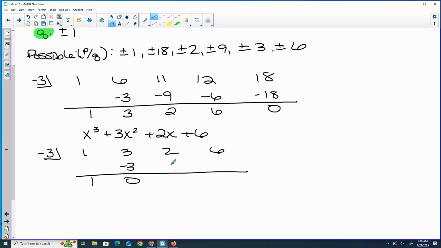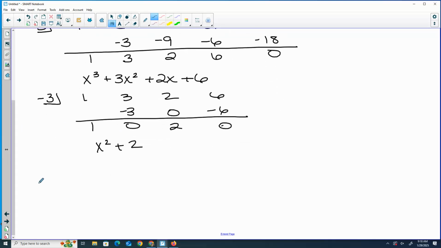Plus 3 is 0. 1, 2, -6 and 0. So it's my remainder, constant, x, and x squared. So I have x squared plus 2. My directions ask for 2 things. The zeros and the factored form.